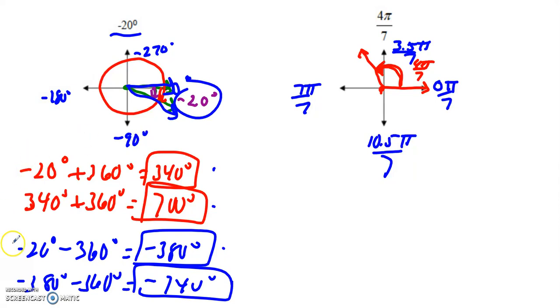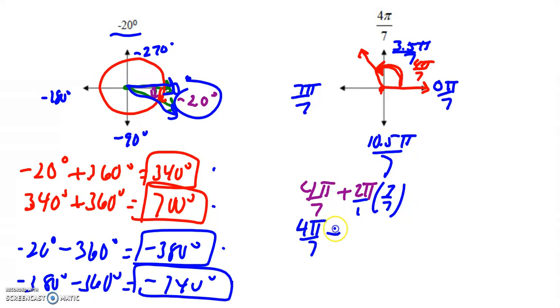We can do the same as the previous problem, but instead of adding 360, because we're in radians, we can add 2 pi. So what if I started with 4 pi over 7, and I added 2 pi, which is really the same as 360. So again, just like the previous videos, we need a common denominator. So I'd have to multiply this by 7 over 7. So we have 4 pi over 7 plus 14 pi over 7. So we'd get 18 pi over 7 for one of my positive angles.